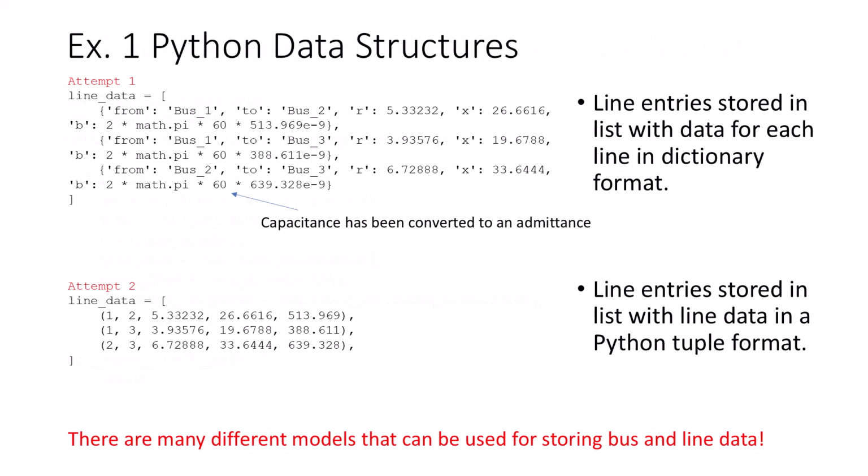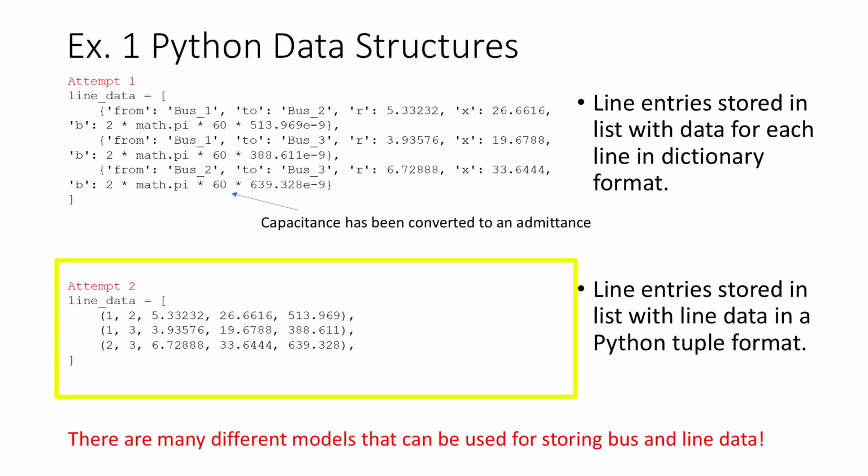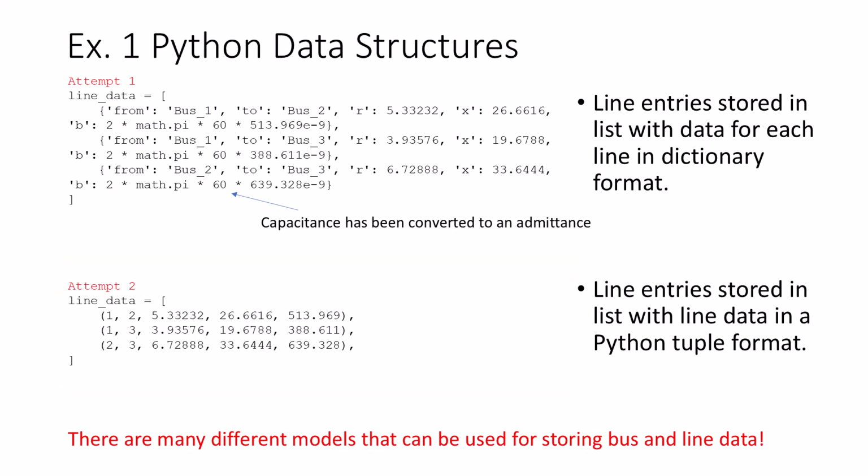Earlier in this presentation, when we requested PowerFlow code in attempts 1 and 2, ChatGPT returned two different data structure suggestions. I am just showing the line data structure for the sake of comparison. The first attempt suggested that the entries be stored using a list structure with each entry in dictionary format. The second attempt contained a list structure as well, but with entries in Python tuple format. There are many different ways this data can be represented, and it is important to identify the best structure for our particular application before getting started with writing code.